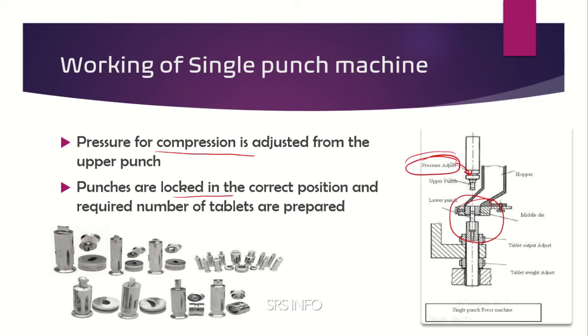Then the punches are locked in the correct position. When the pressure and position are adjusted, it is locked in the correct position, and the required number of tablets are prepared. This is the mechanism by which a single punch machine works.